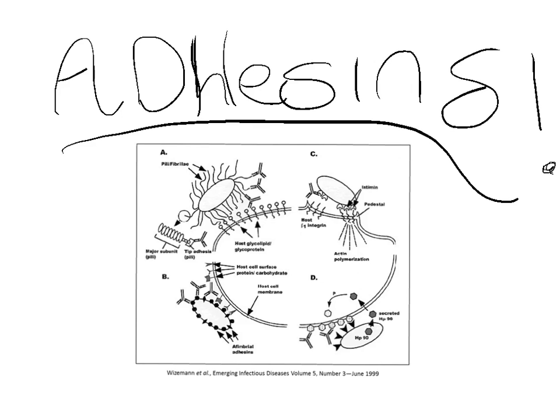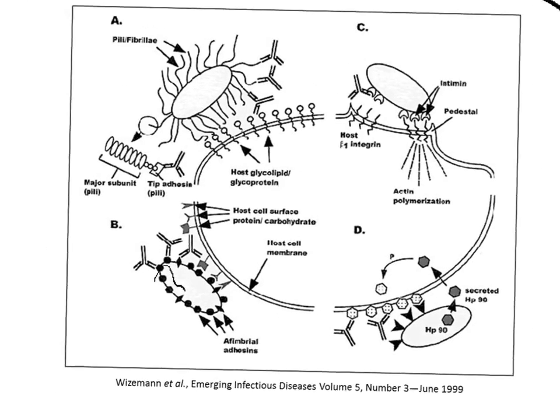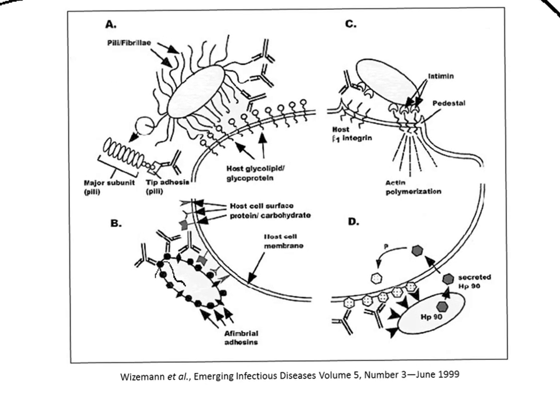Okay, so with that being said, I'm going to blow this guy up for a second, and we're going to look at this. This is a figure from a paper in the CDC's journal, Emerging Infectious Diseases. This is a journal that was started in the late 90s, so this is one of its earlier papers. This is just a schematic that looks at what they consider to be the 4 different strategies of pathogens binding to host cells.